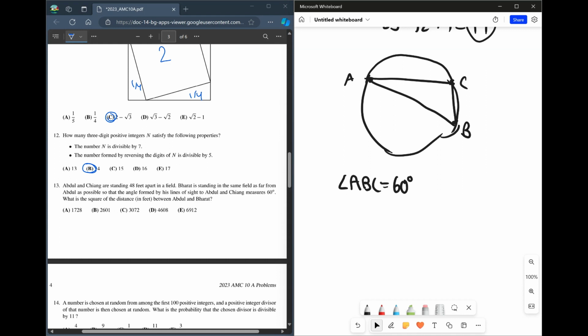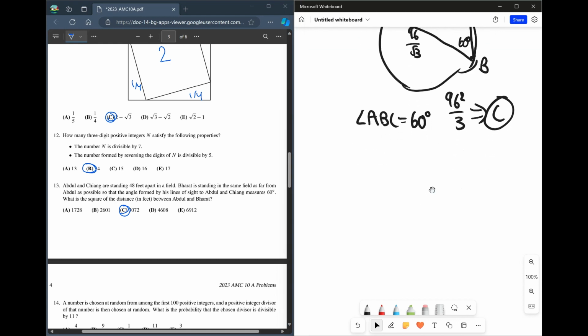In order to maximize the distance between A and B, we want A and B to be diametrically opposite on the circumcircle. So AB is a diameter, and angle ACB is 90 degrees, which means we have a nice 30-60-90 degree triangle. This side is 48, so AB is 96 over root 3, and our answer is 96 squared over 3, which is answer C. It's 3072.